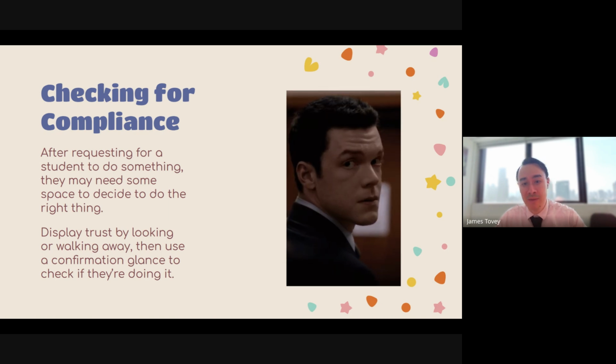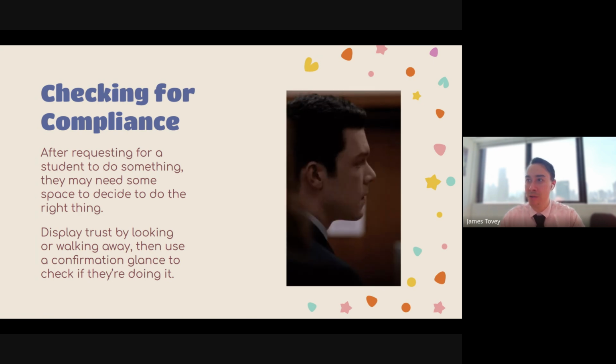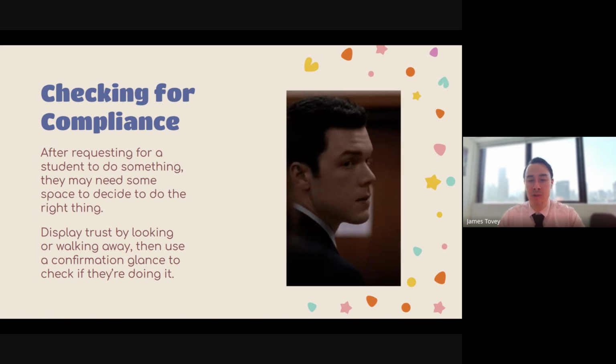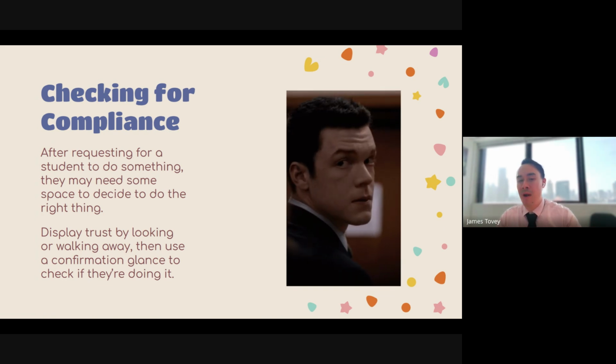So give them that space. Give them that space. Display trust with them by looking or walking away. So looking away if you're not near them, or walking away if you're pointing. But then use a confirmation glance to check if they're actually doing it. Right? I wouldn't necessarily jump straight back into going in and attacking them if they haven't started doing it. Maybe walk back away for a little bit longer and then do another glance.